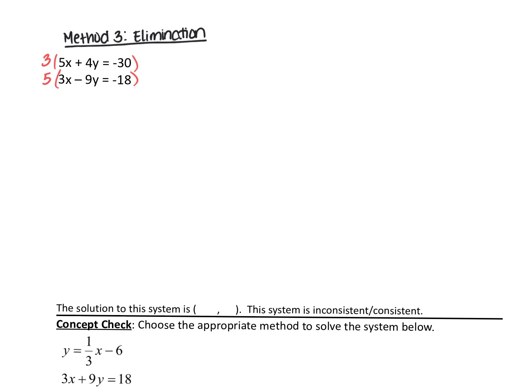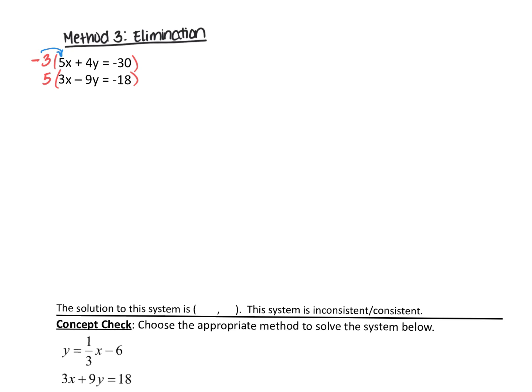So in order to cancel them, one of them has to be negative. It doesn't matter which one it is. I'm going to choose to make the top one negative. But the goal when doing elimination, when you flip the numbers, you have to make sure, like I said, one is negative, one is positive. And then we're going to distribute this -3 to the 5.